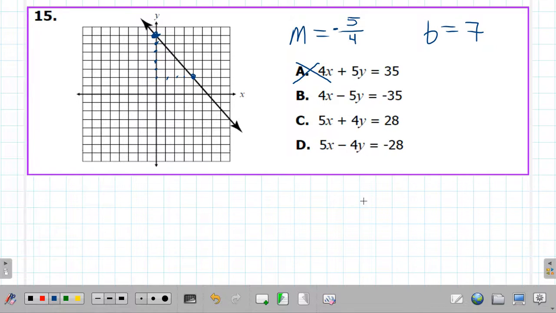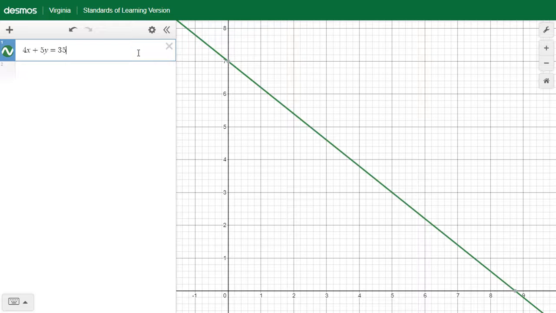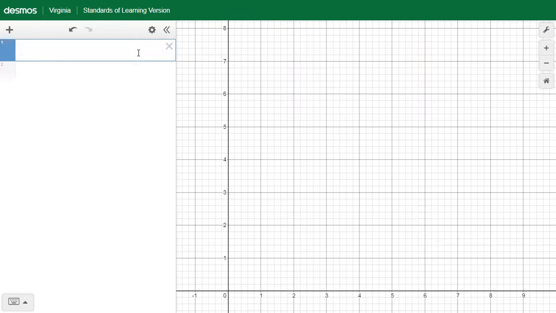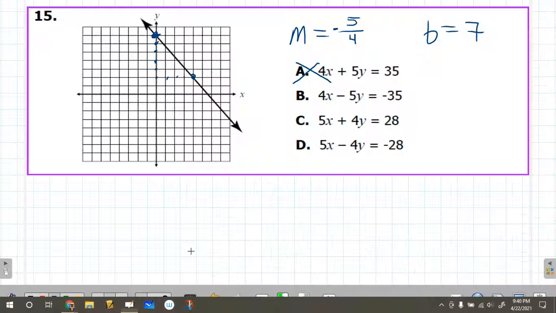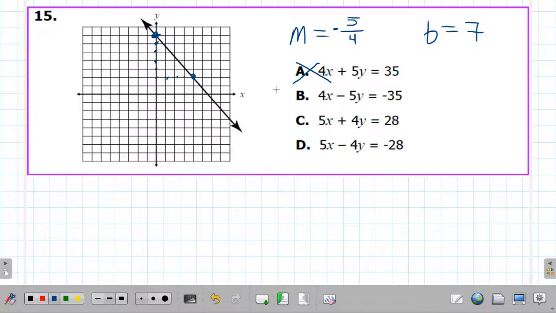Okay. Answer B, same kind of thing here. We plug it in. So 4x minus 5y equals negative 35. Well, we know that's not right off the bat because that's got a positive slope. So once again, we can just go ahead and mark that one out and say, all right, it's a positive slope. We know it's not that one. Let's try C.